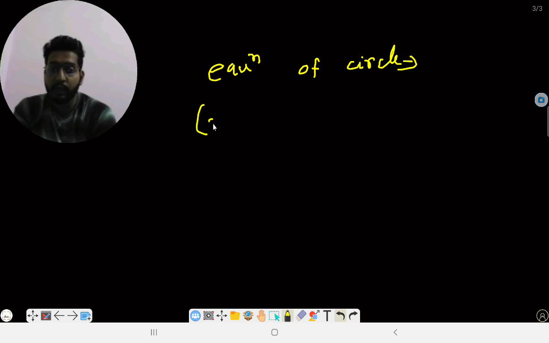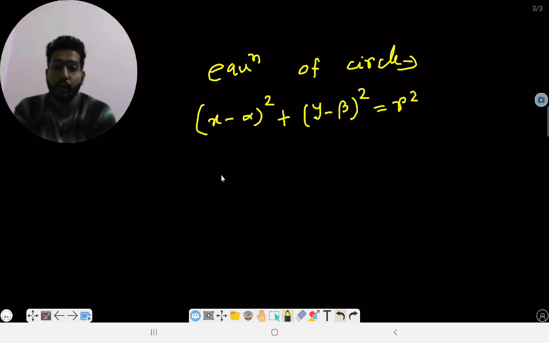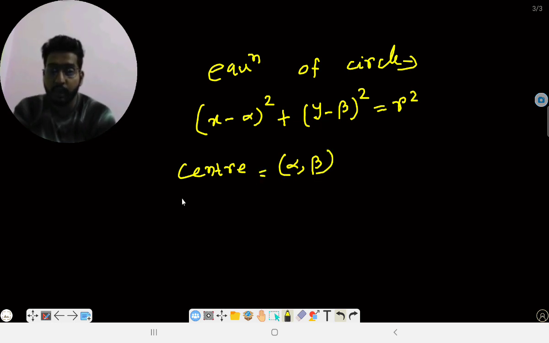So from here we get to know the equation of the circle. What is the equation of the circle? The equation of the circle is x minus alpha whole square plus y minus beta whole square equals r square, where the center is alpha comma beta and the radius is r.